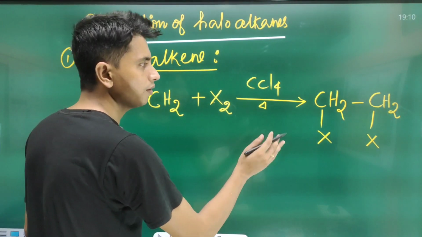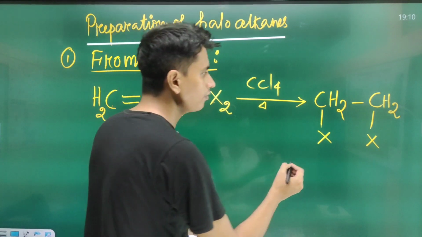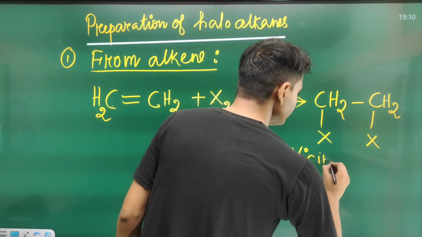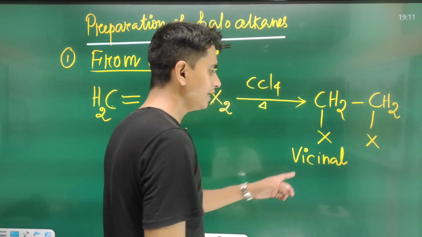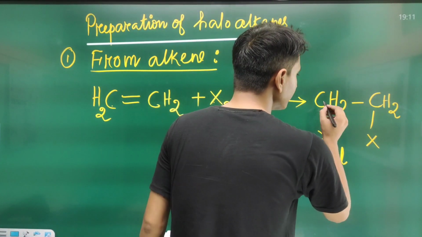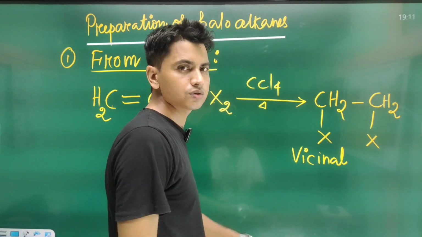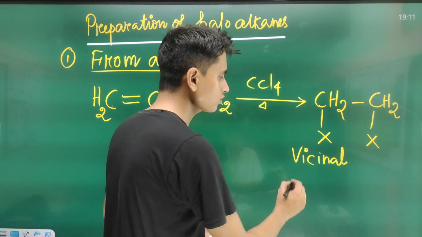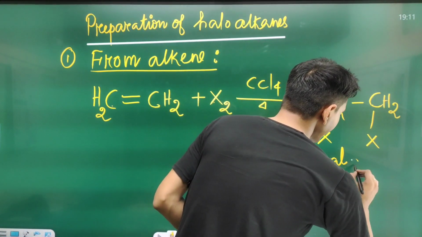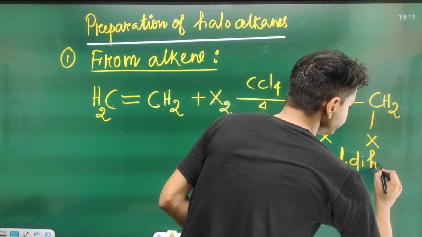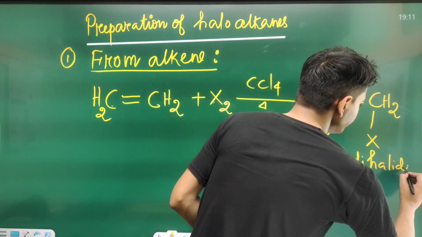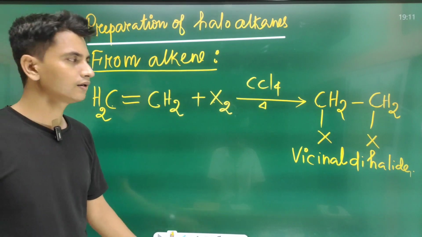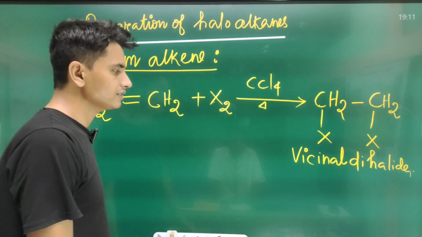In this way, we will obtain one type of compound that is called vicinal halide. Vicinal means two nearest carbon atoms containing halogen atoms, which is called vicinal dihalides. This is one kind of preparation of haloalkanes. Clear?